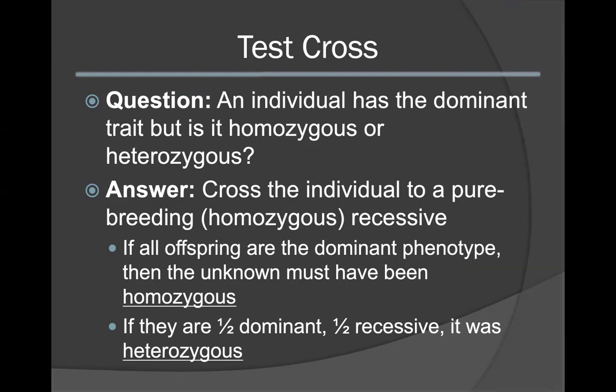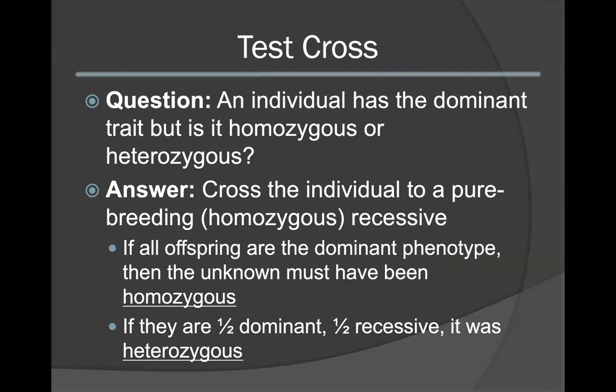So this is important in being able to figure out genotypes, because if you have a homozygous dominant crossed with a recessive, you would get all hybrid individuals as your offspring. However, if you had a heterozygous individual crossed with a homozygous recessive, you would then see the recessive trait in the offspring.